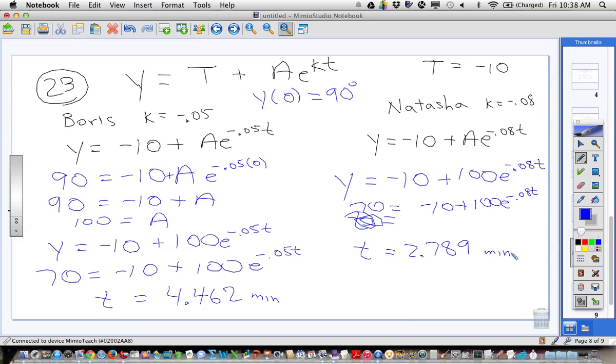That was the idea. Okay, then it said after so many minutes, 5 minutes. So at that point, you just plug a 5 in for t. I mean, those are really the only two things you can do, right? You can plug a value in for y and solve for t, or you can plug a value in for t and get y. That's what we do.